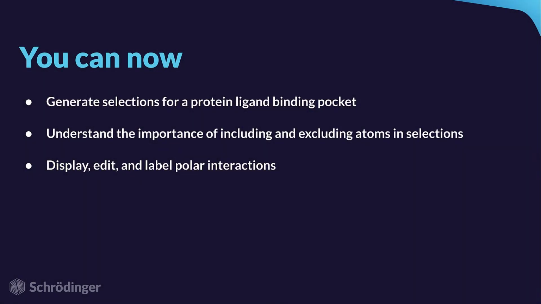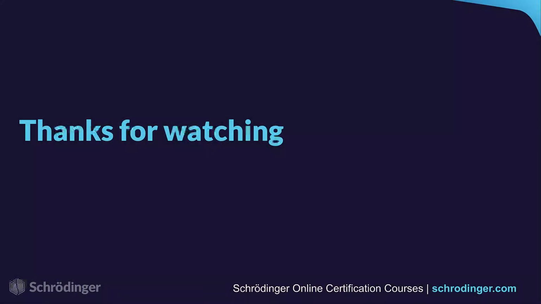That brings us to the end of this tutorial. You can now generate selections for a protein ligand binding pocket, understand the importance of including and excluding atoms in selections, and display, edit, and label polar interactions. Thanks for watching.